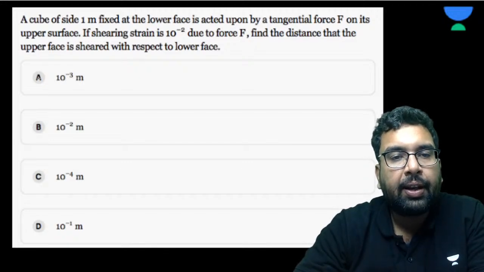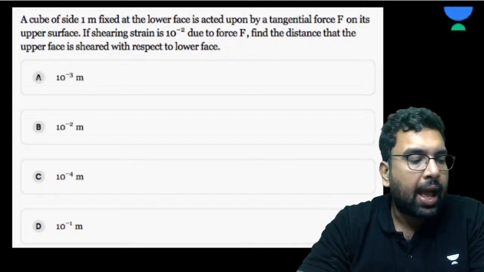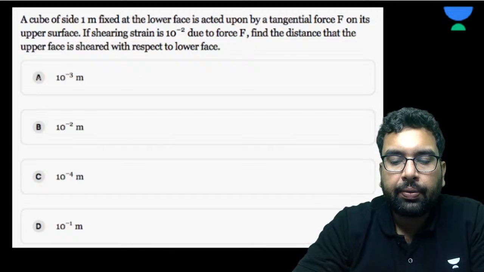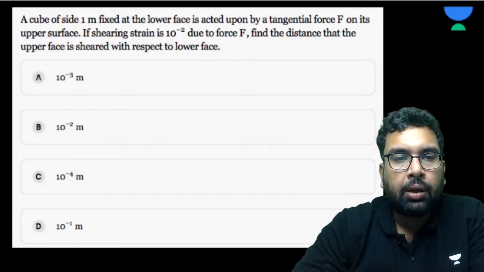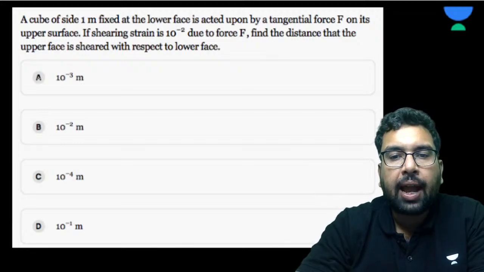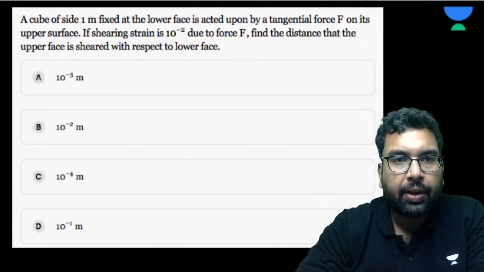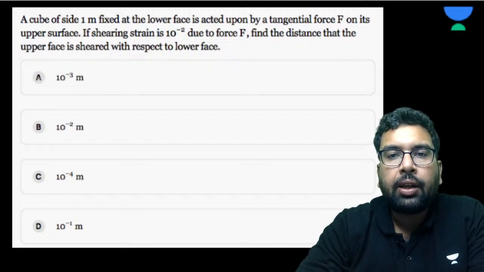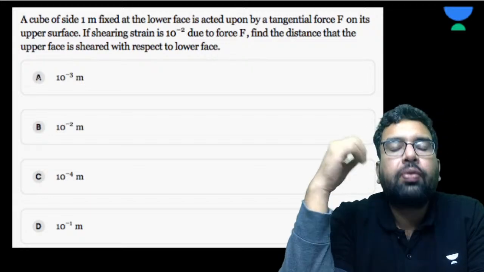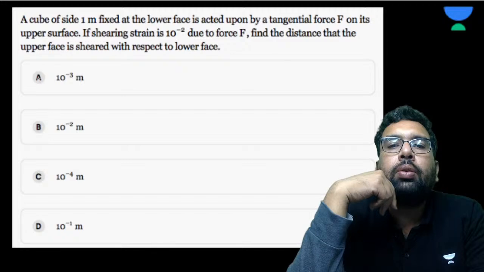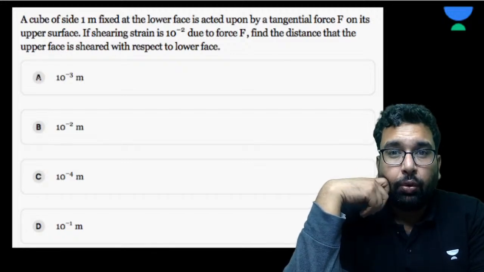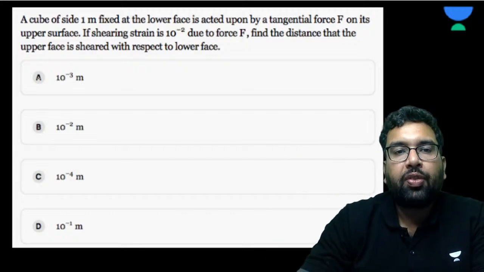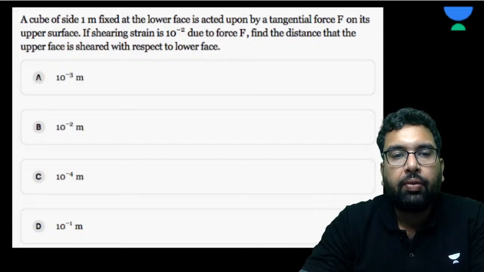Right, so okay, let me do it. It says that a cube of side 1 meter is fixed at the lower end and is acted upon by a tangential force F on its upper surface. If the shearing strain is 10 to the power minus 2 due to force F, find the distance that the upper face is sheared with respect to the lower face. So how can we deal with it?